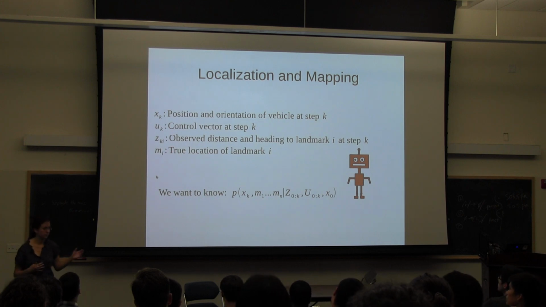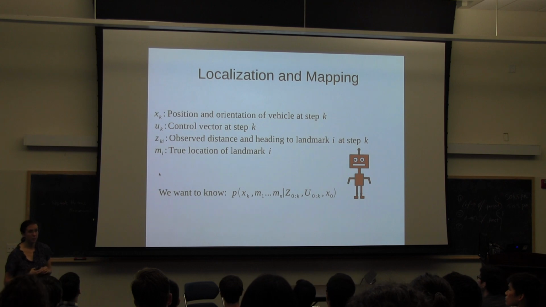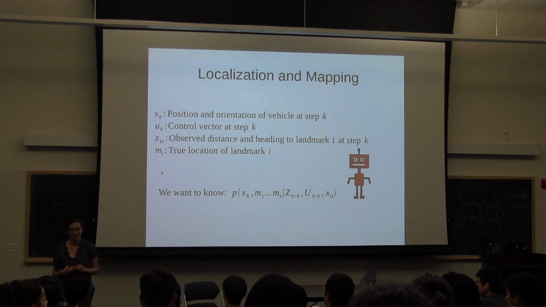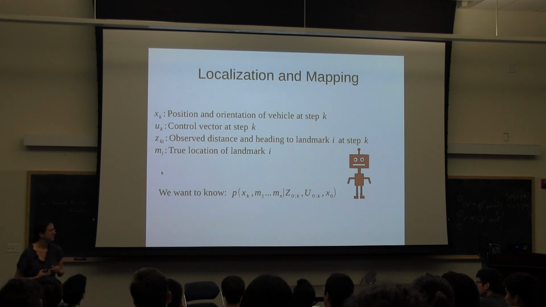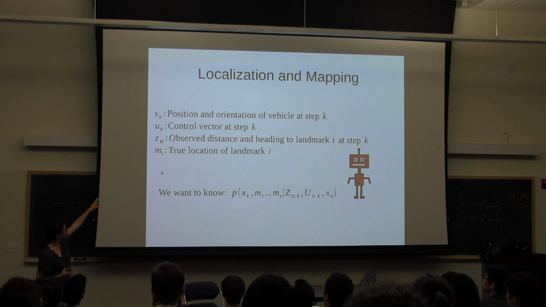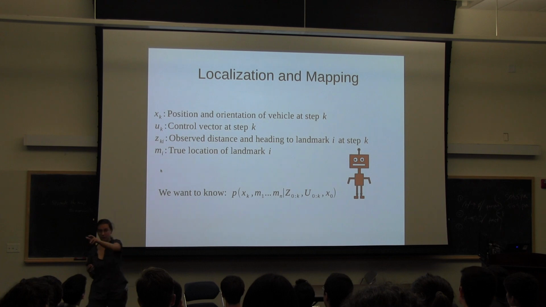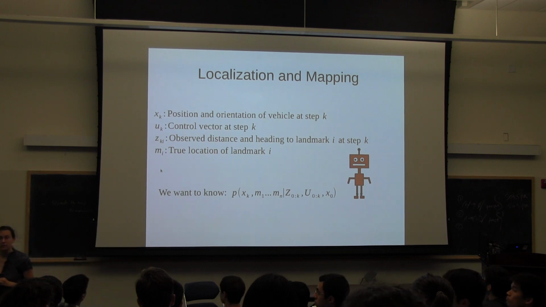In classic SLAM, there's this big elephant in the room that people usually just assume is solved. Has anybody run across that elephant in the project, that maybe made you question whether this is realistic? What's the elephant in the room? I get to observe the distance and heading to landmark i at step k. Anything give you pause about that? We're talking about LiDAR. Yeah. Well, you're able to recognize a landmark.